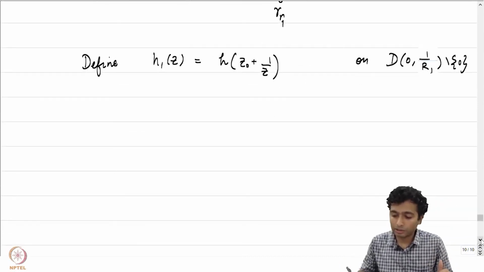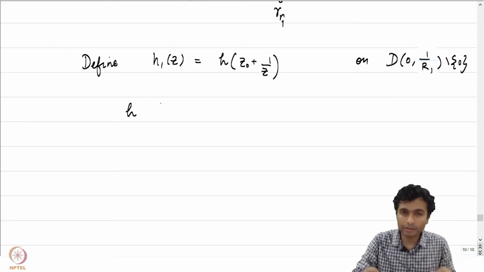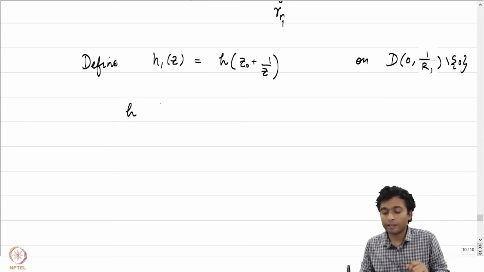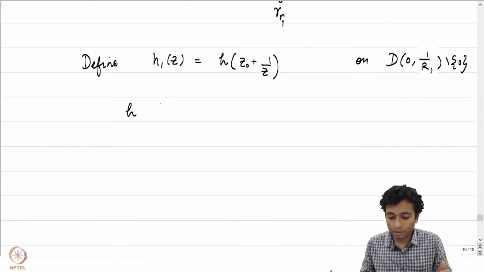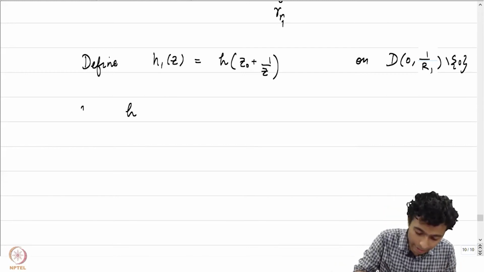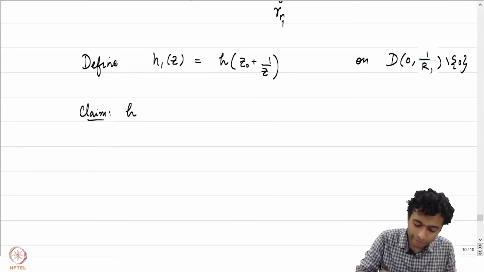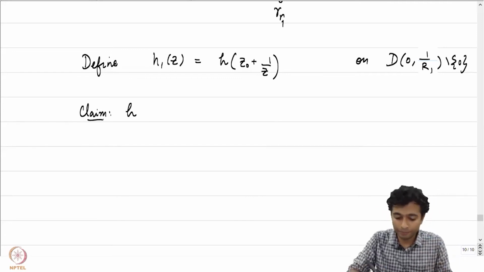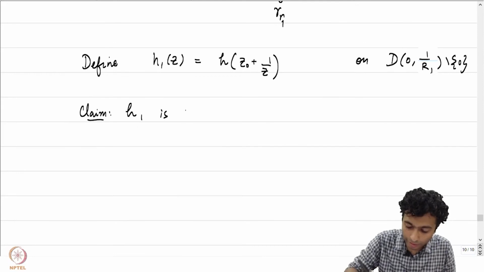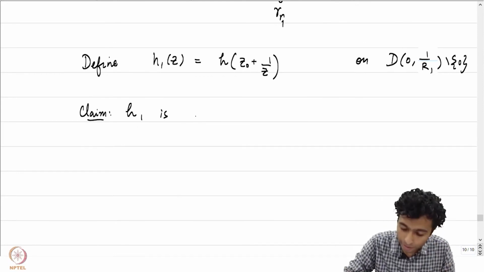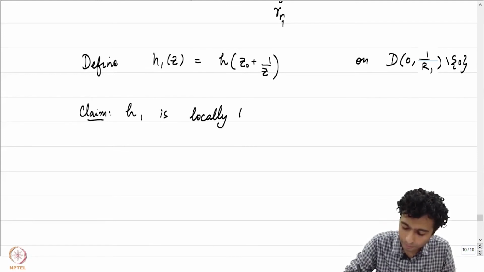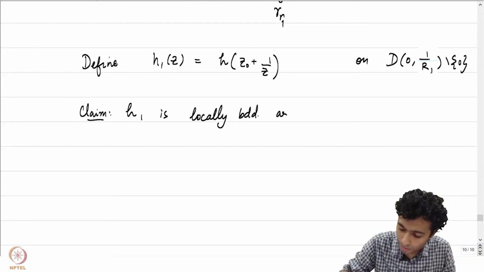And notice that h1 now has an isolated singularity at the point 0, at the origin. And what happens to this isolated singularity? My claim now is that our function h1 is a removable singularity, or rather, by the classification, h1 is going to be locally bounded around 0.